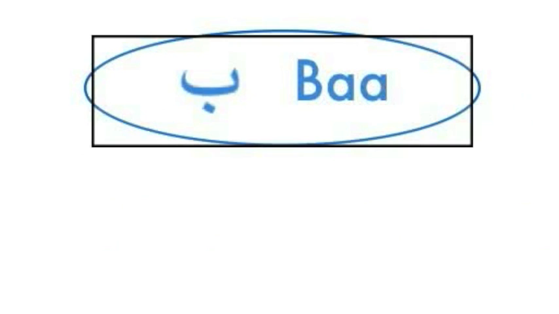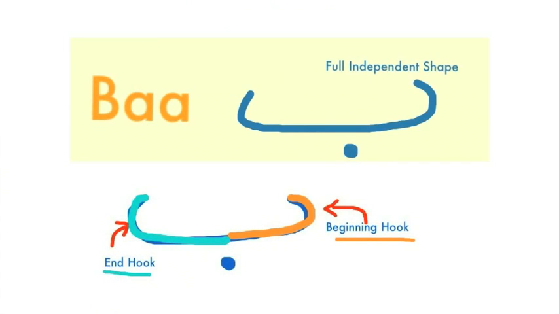Ba is the second letter of the Arabic alphabet. It is a connecting letter, which means that it connects to any letter following it in the same word. It has two hooks that we refer to as teeth. These two teeth are written facing each other at the beginning and end of the letter.